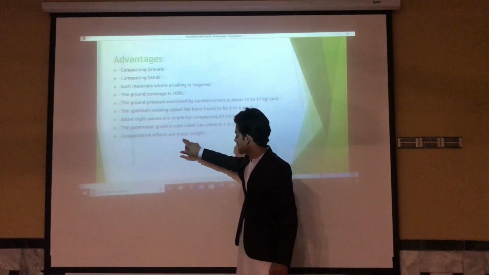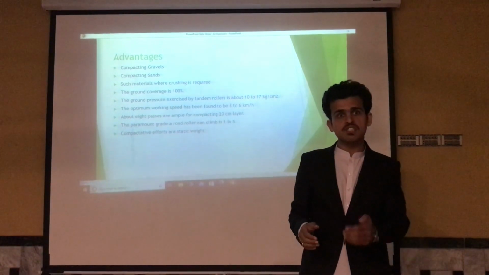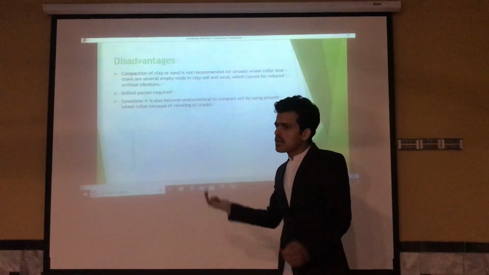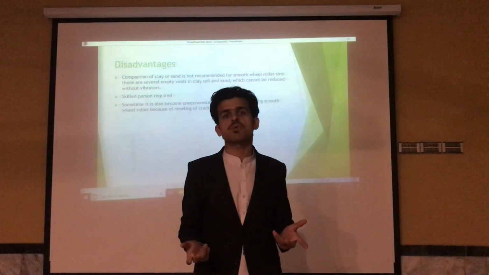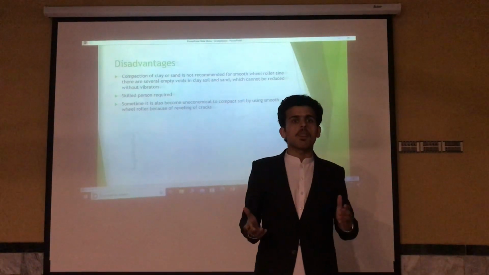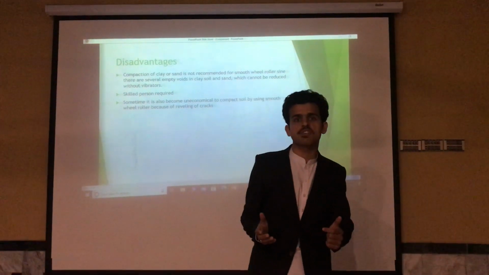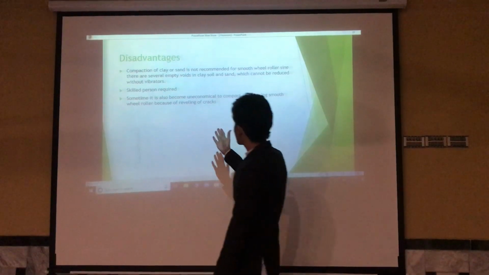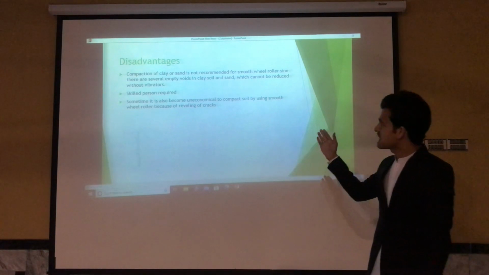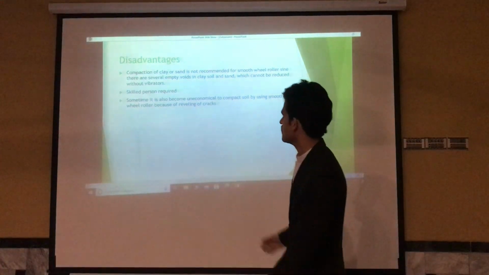Compactive effects are from static weight, because most of the compaction is applied due to its static weight. Next slide. Now disadvantages. Sometimes we have some disadvantages in the case of rollers, which depend on the wrong selection of the site or the wrong selection of the machinery. Compaction of clay or sand is not recommended for a smooth wheel roller, since there are several empty voids in the clay, soil and sand which cannot be reduced without vibrators.